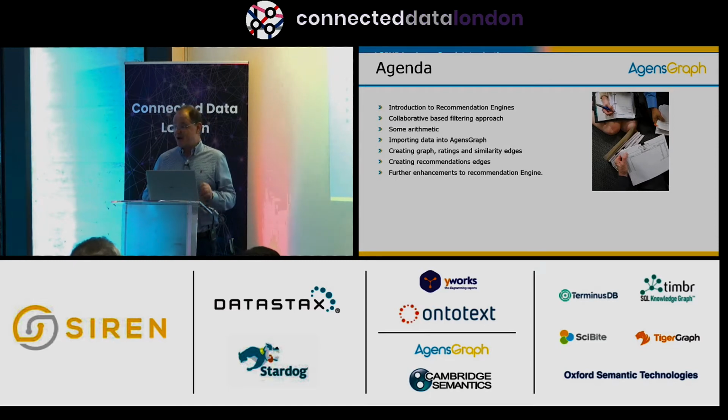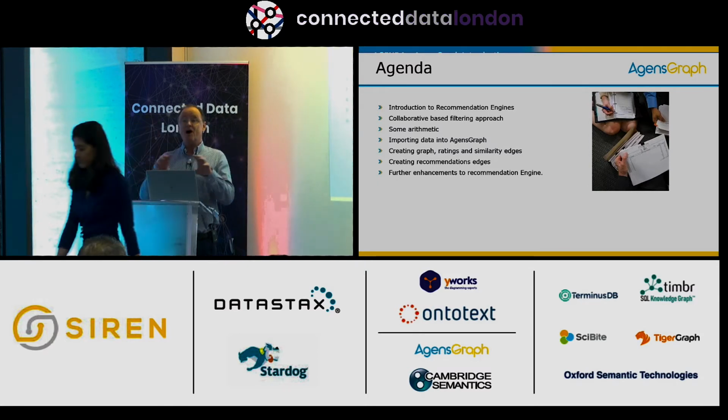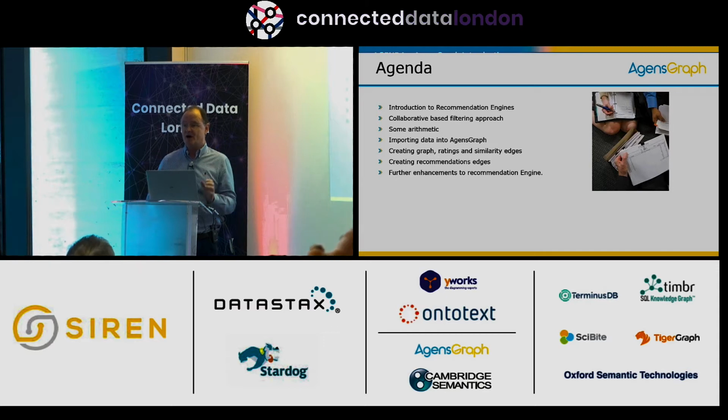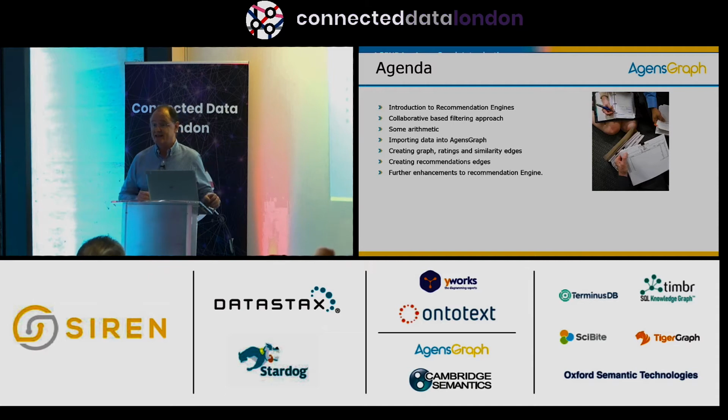So AgensGraph is a graph database. It's built on Postgres, which is a relational database, a SQL database. Postgres is about 1.1 million lines, and we've taken the parser and heavily modified it so that in addition to understanding SQL, it now understands the graph query language, Cypher, as well.